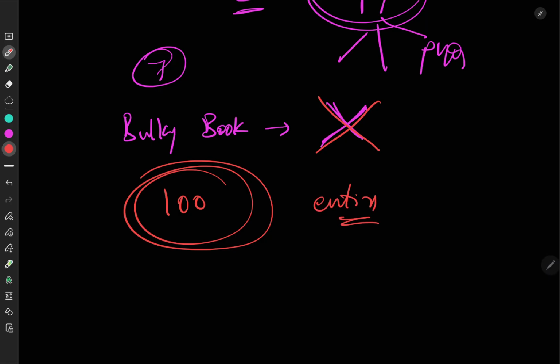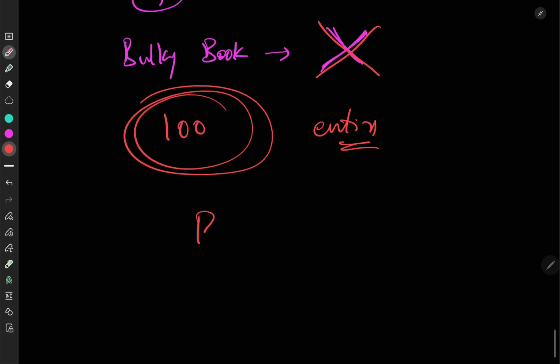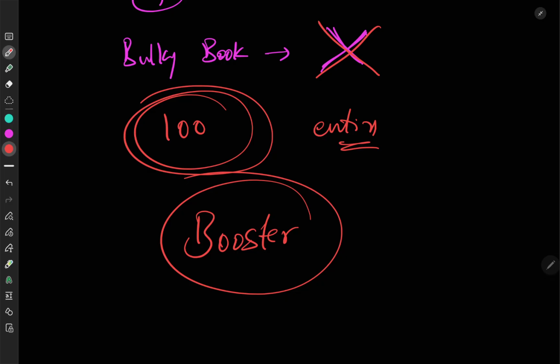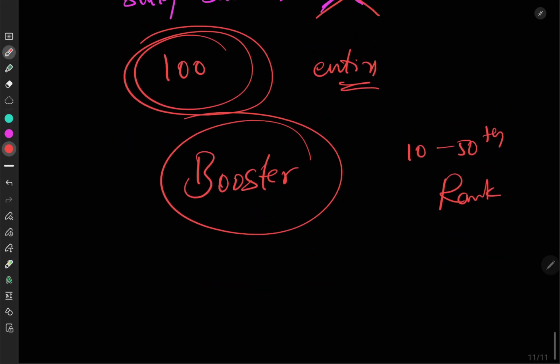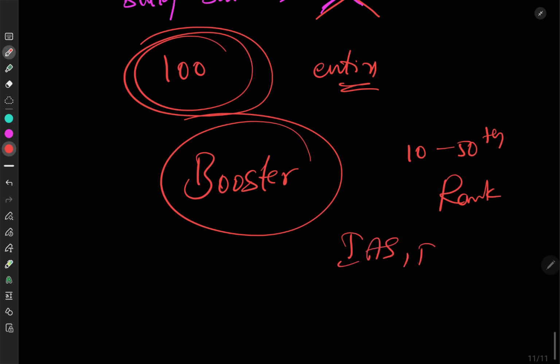Got it? And this is your real UPSC booster. This is your UPSC booster. That's your ticket to getting top 10 or top 50 rank. And get the desired rank like IAS, IPS, etc.